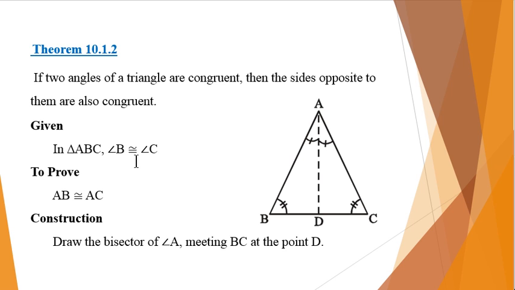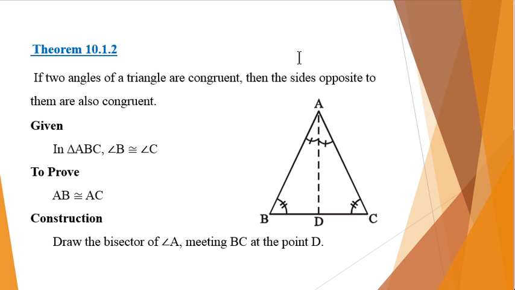For that purpose, we will start from the given. We are given a triangle ABC, and in this angle B is congruent to angle C, and I have to prove that side AB is congruent to AC. Draw the bisector of angle A. Bisector means exactly making the half of the angle. For example, if this angle is 50 degrees, draw a bisector which makes 25 and 25 degrees, meeting the side BC at the point D.